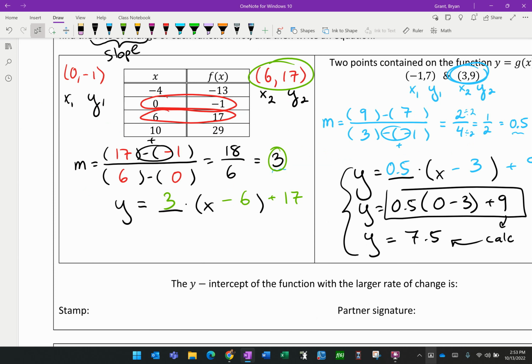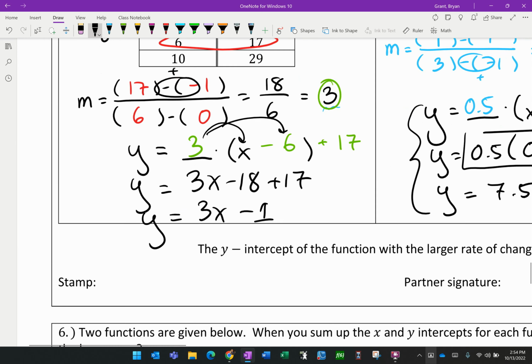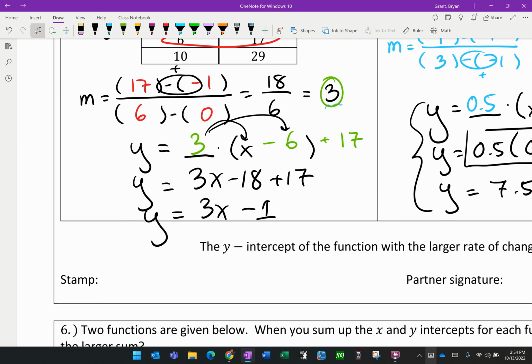So one option is, of course, we could replace the x with 0, put it into our calculator. Another option is we could distribute the 3. Now, in fact, let's look at that really quickly. 3x minus 18 plus 17. And if we combine like terms, that gives us minus 1. So as soon as we're in slope-intercept form, we should be able to see that my y-intercept is negative 1.